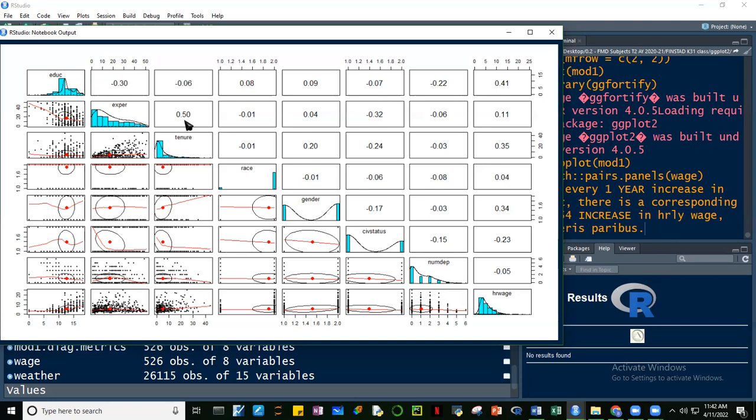So how about experience with tenure? Ito, 0.5, medyo mataas. Experience with number of dependents, wala. Wala kinalaman yung experience with, mababa siya. And then tenure with number of dependents, mababa din. The factors, we will not consider that kasi mga factors yan. So walang meaning yung correlation. Okay, so clear guys?